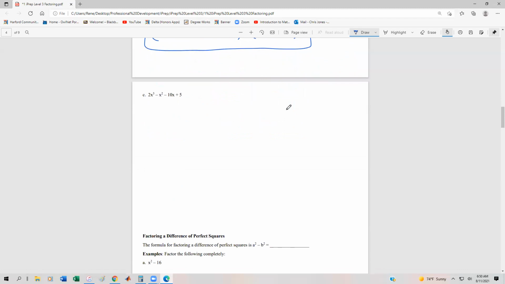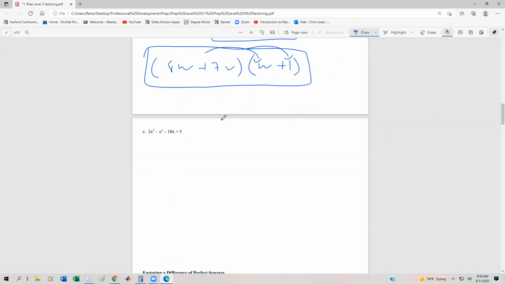One last example of being able to factor one of these sorts of 4-term polynomials, we have 2x cubed minus x squared minus 10x plus 5. And this one's a little sneakier because now we have some negative signs in here. All right, so we're going to group. We have 2x cubed minus x squared, right? And then negative 10x plus 5.